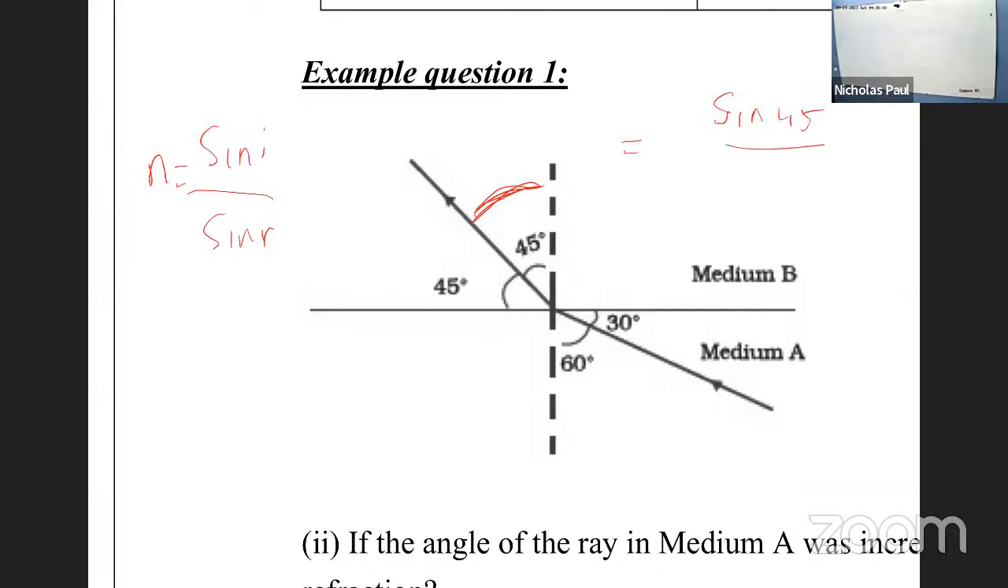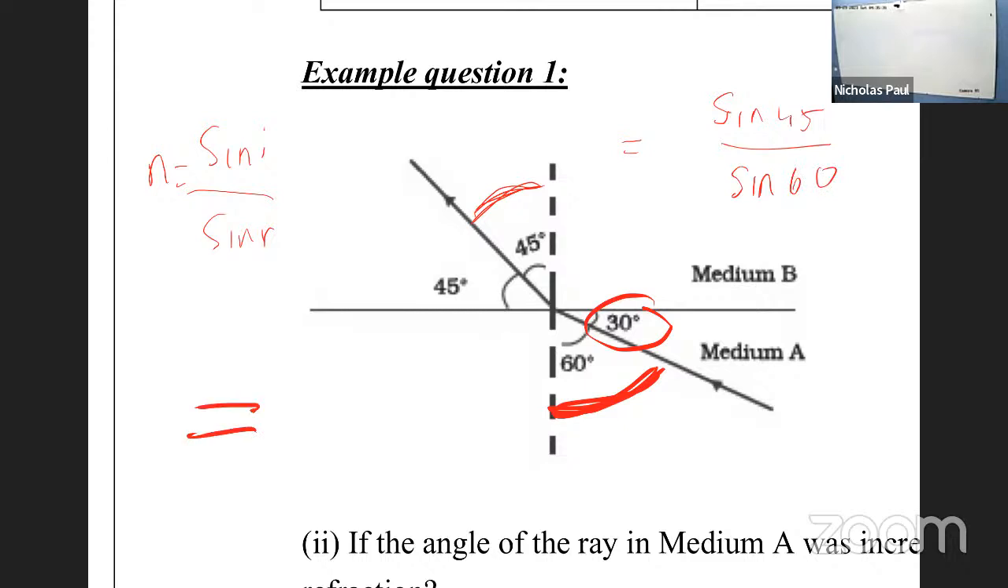What's the angle of refraction? 60. Because it's between the normal and the ray. So that is tricky, right? So it's sine 45 over sine 60. How much is that?